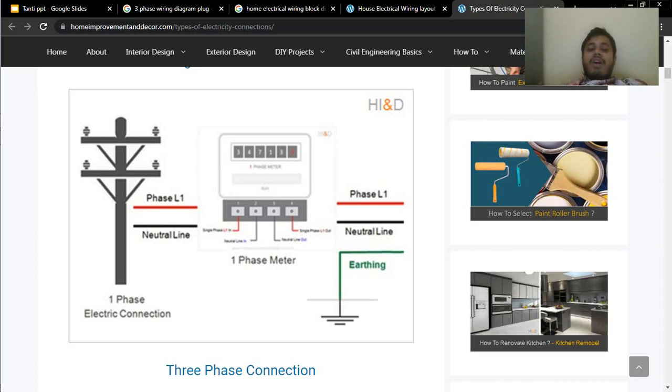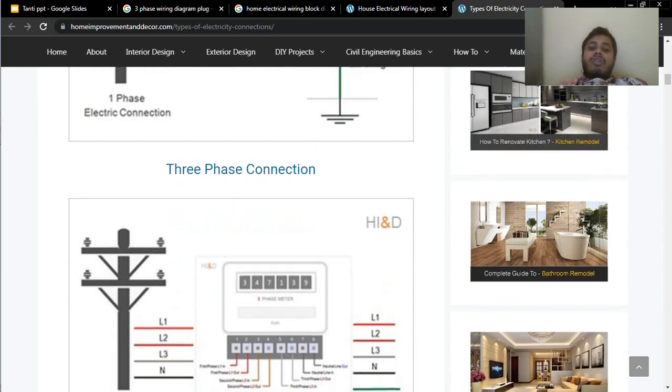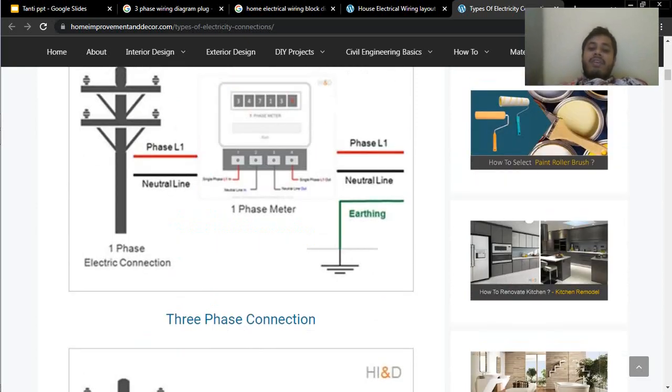To measure the units you are using, a meter is needed. The government will give you a meter to monitor how much you are consuming, and by that consumption you will be charged. We will use our own earthing, so we have three wires now. One is earthing for our safety, because otherwise you may get shock or fire or damage to your electrical equipment. That is why earthing is important for safety, and phase and neutral are there.